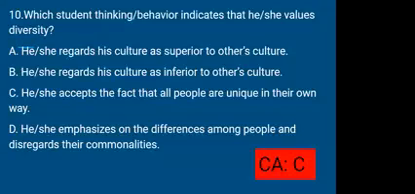So very good. The correct answer for number 10 is letter C: he or she accepts the fact that all people are unique in their own way. Okay, very good. Next, number 11.